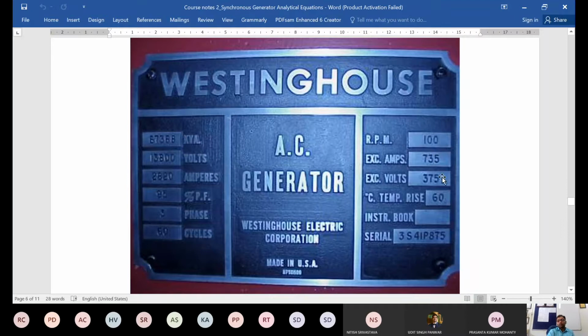Then the field winding details are also given. The exciting amperes is 735 amperes and excitation volts is 375 volts DC. So if you multiply these two together, you get the power which is being consumed by the DC supply. So how much is this number? 735 into 375.